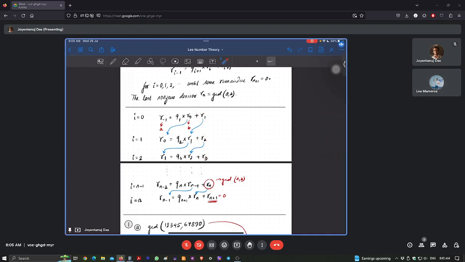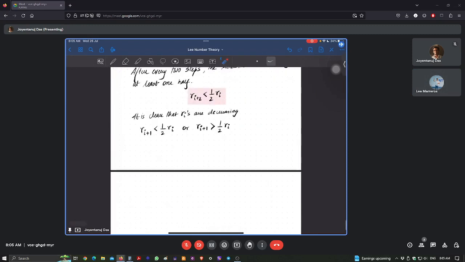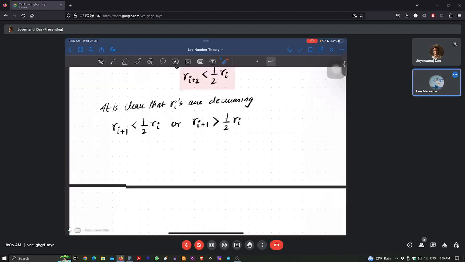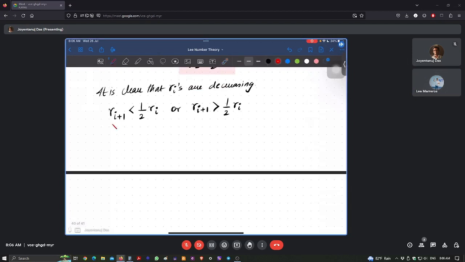Now suppose I compare any two consecutive steps, Ri and Ri plus 1. There can be only two cases: either Ri plus 1 is less than half of Ri, or it is more than half of Ri. Now suppose the first one is true, Ri plus 1 is less than half of Ri. Since the sequence is decreasing, Ri plus 2 is less than Ri plus 1, and so it is further less than half of Ri. So then we are done.